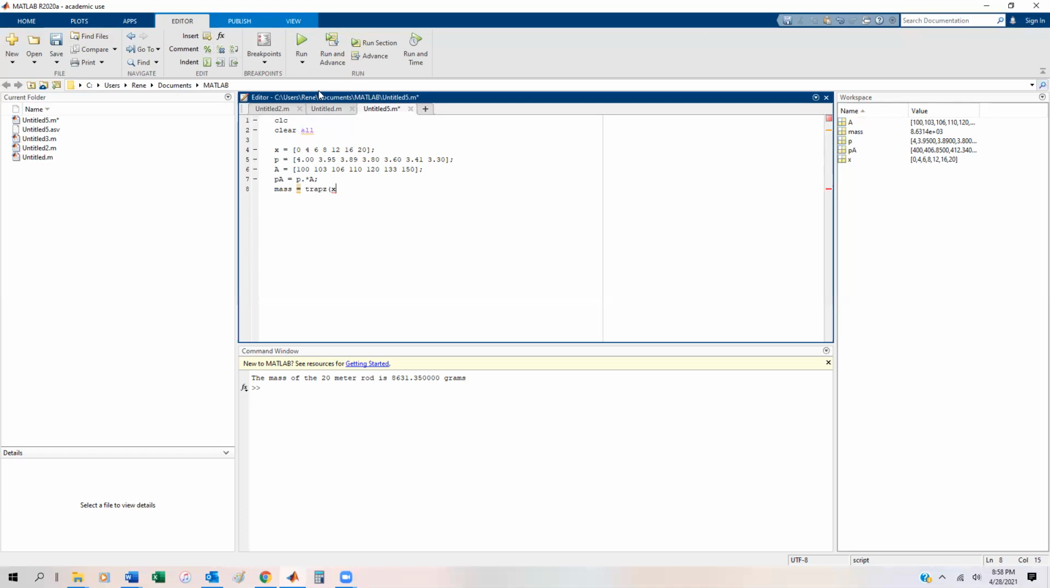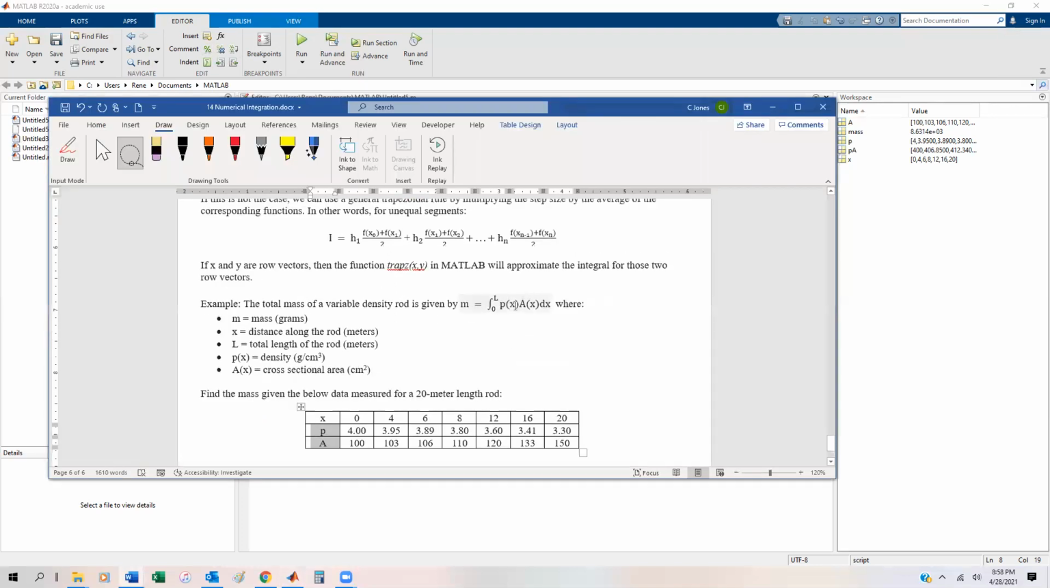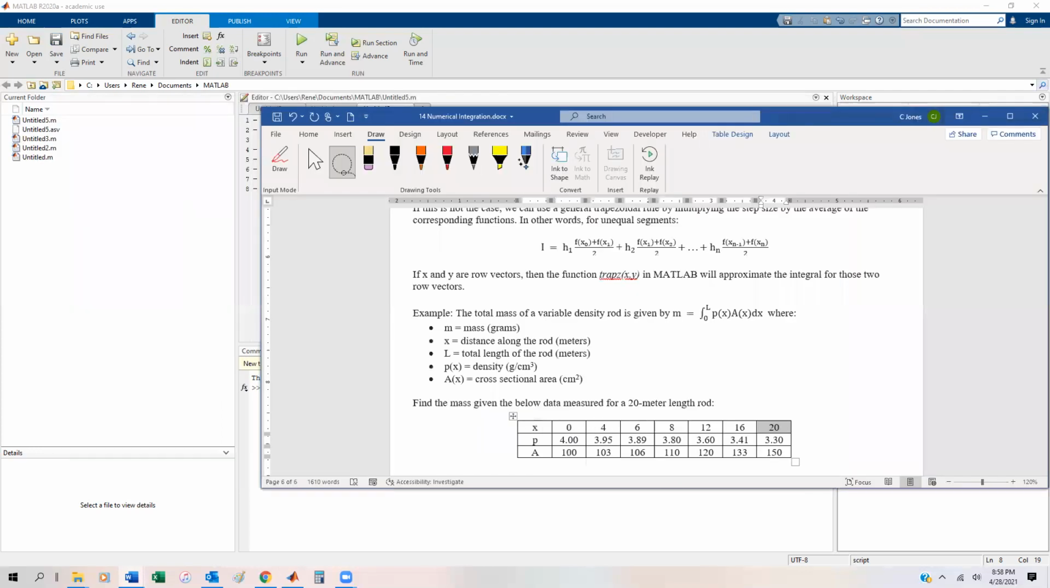We have our new row vector that we just made, PA. And remember what we're trying to do. We are trying to evaluate this integral. Fortunately, x goes from 0 to 20, so we don't actually have to change x. However, if the upper bound were not 20, then we would have to change that. But fortunately, we don't have to change it.